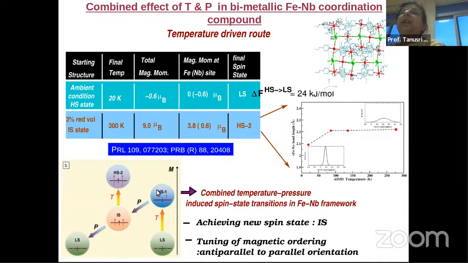One possible state is which we labeled as HS1. We have the high spin state of iron, where the spin of the iron is anti-parallel to the spin of the niobium. Then the high spin 2 state, where the spin of the niobium becomes parallel to the spins of the high spin iron. For the intermediate spin state of iron, we may achieve a new spin state of the iron, which is the S equal to 1 state, with parallel orientation of niobium spin, and of course the low spin state. So in this temperature-pressure phase diagram, we achieved the new spin state of iron as well as tuning of magnetic exchange between iron and niobium, changing it from anti-parallel to parallel.